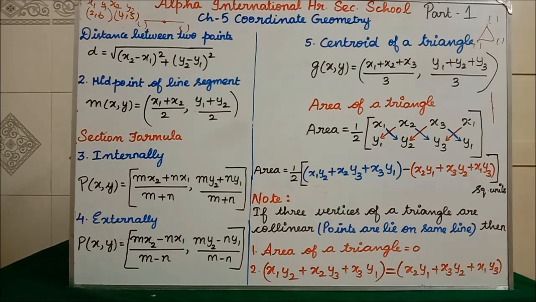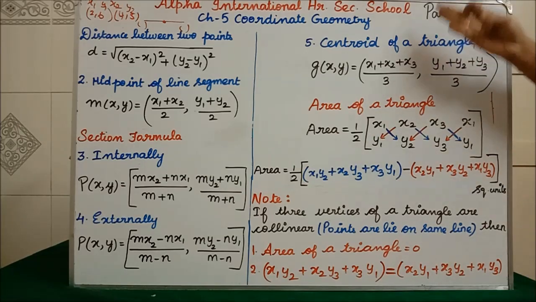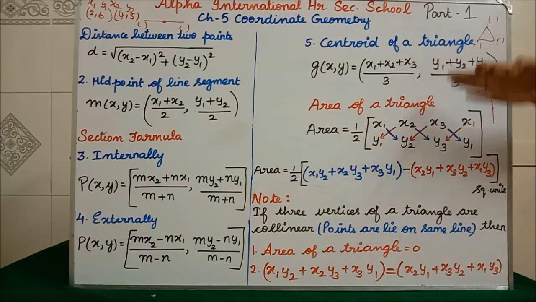Now we will see the fifth formula, the centroid of a triangle. What is the formula? G of (x, y) is equal to (x1 plus x2 plus x3) by 3 comma (y1 plus y2 plus y3) divided by 3. Why are there 3 vertices here? Because we are finding the centroid of a triangle. I have drawn the triangle here: one vertex here, another vertex here and another here. So we have 3 vertices, and x1 plus x2 plus x3 divided by 3 comma y1 plus y2 plus y3 divided by 3.